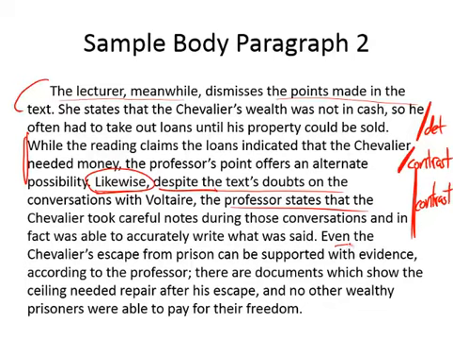Even the Chevalier's escape from prison can be supported with evidence, according to the professor. There are documents which show the ceiling needed repair after his escape, and no other wealthy prisoners were able to pay for their freedom. Okay, this part of the sentence here continues the contrast from the previous sentences, and below that we have some more detail.